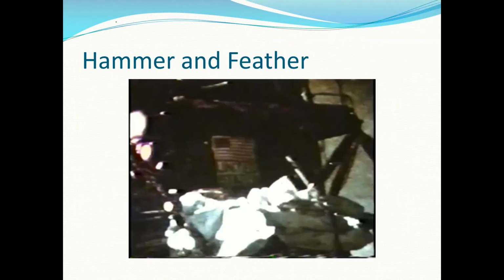Here's a video that shows what happens if you get rid of air resistance. This was filmed on the moon, and they took a feather and a hammer and dropped them, but there's no air resistance because there's no atmosphere on the moon, and you can see that everything falls at the same rate.